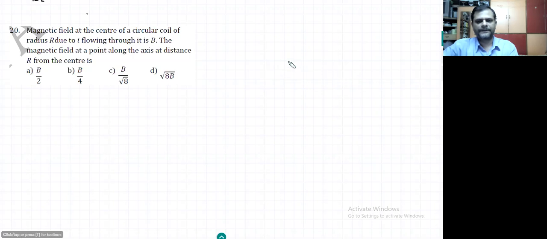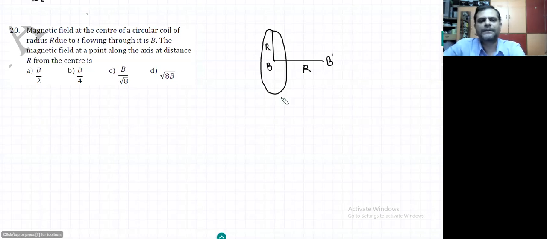So see here, there is a coil. Suppose this is a coil. And at the center, the magnetic induction is going to be B here. So B is the magnetic induction at the center. But we want to find out at a distance R. So let us take it as B dash is the magnetic induction. And the radius of this coil is also going to be R only. So this is R. So we can just say here, the magnetic induction at this point, B dash, ke liye humare paas aara formula hai.